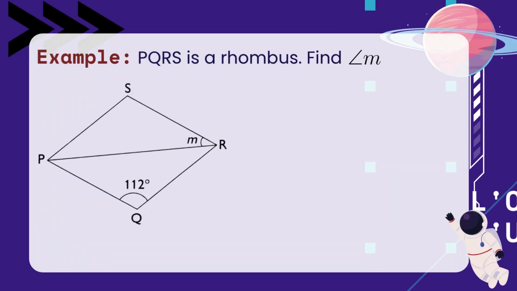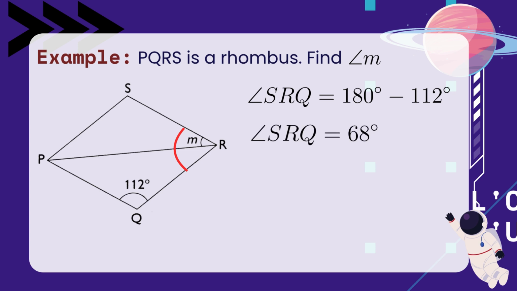Okay, now let's look at our first example. In this example, we're given that PQRS is a rhombus, and we need to find the value of angle M. To do that, we first need to know the value of angle SRQ. Since PQRS is a rhombus, angle SRQ and angle PQR are adjacent angles, and in a rhombus, adjacent angles always add up to 180 degrees. So to find angle SRQ, we subtract 112 degrees from 180 degrees. That gives us 68 degrees.